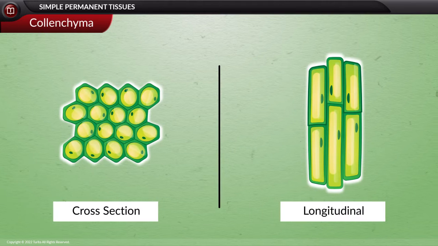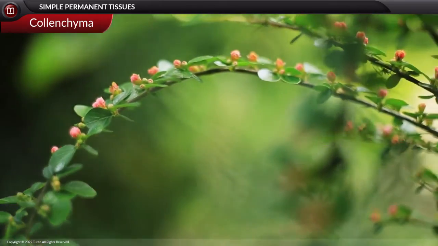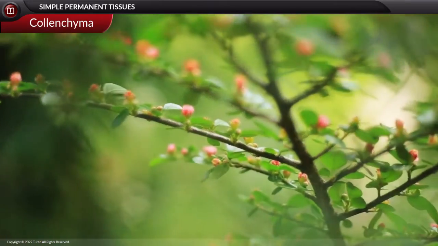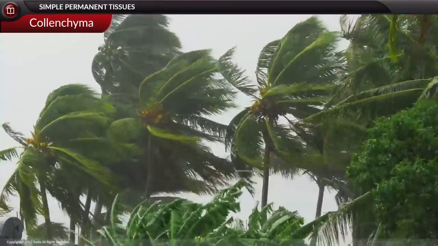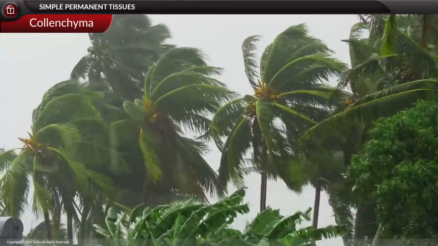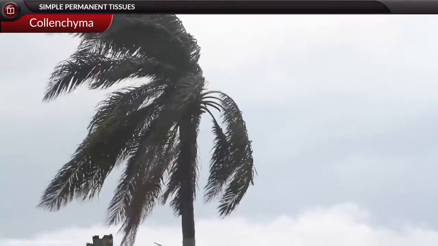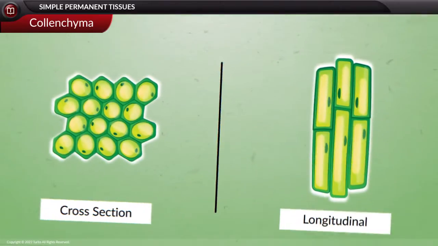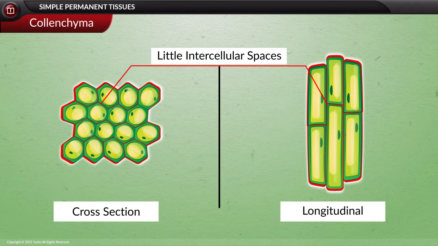Collenchyma is a tissue made up of elongated living cells that are irregularly thickened at the corners of the cell walls. Collenchyma tissue serves to provide mechanical support to the plant body. During heavy winds, the stems of tall plants bend, but do not break usually. This flexibility is provided by collenchyma tissue. The cells are arranged closely with little intercellular spaces.